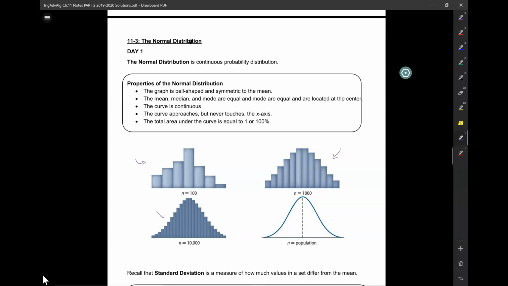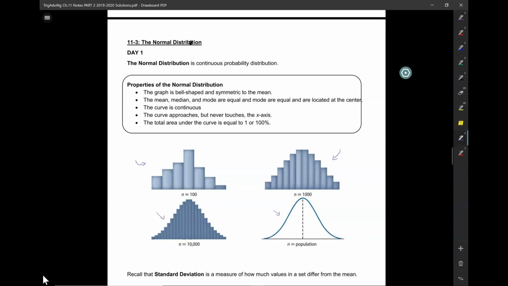It's a symmetric distribution. So if you had 100 data points, 1,000 data points, 10,000 data points, and now imagine if you had 1,000,000 or 1,000,000,000 data points, what would happen? These bars would be even thinner, and then what you would end up with is a smooth curve like this one. And so you see here where this is n equals a population, millions, hundreds of millions. So you get a distribution that looks like that. And that is what a normal distribution is.